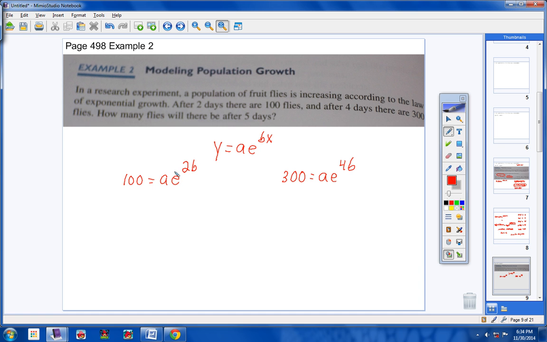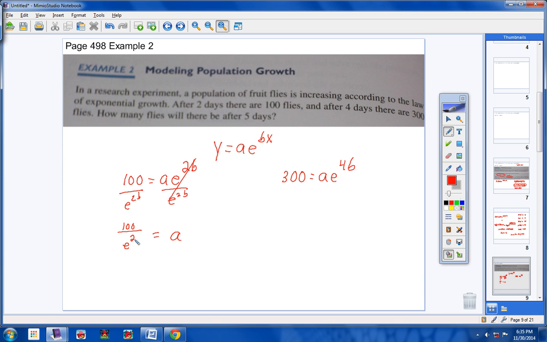So how many unknowns do I have in this equation? 2, A and B. How many unknowns do I have in this equation? 2, A and B. Well, you learned this in Algebra 2. When you have 2 unknowns and 2 equations, you can solve them using substitution. So watch carefully what I'm going to do here, okay? I'm going to take my equation over here. I'm going to solve it for A, okay? So I'm going to divide both sides by e to the 2b. Now here's why I'm going to do that. Watch. These cancel, and A equals 100 over e to the 2b.